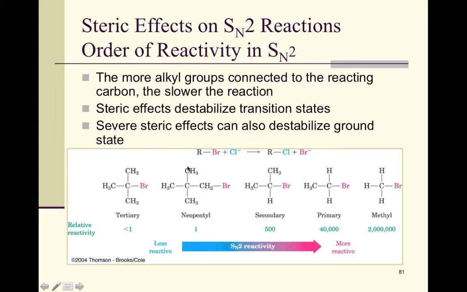We have 5 carbons on here total, 1, 2, 3, 4, 5, and my bromo is attached to this end carbon here. A secondary carbon is going to react 500 times more than the neopentyl. We don't have as much stuff in the way. It's not sterically hindered. And the fewer R groups we have, all the way to the methyl, is 2 million times more likely to react than the neopentyl. We don't have so much stuff in the way. So again, this down at the bottom shows us relative reactivity.